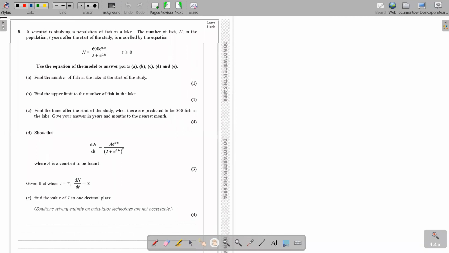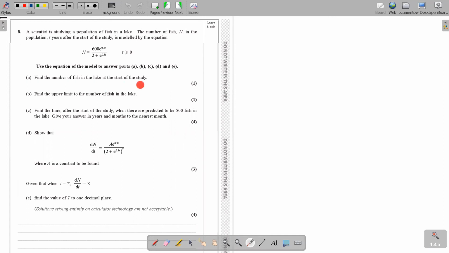Okay, so moving on to question number 8. A scientist is studying a population of fish in a lake. The number of fish, capital N, in the population t years after the start of the study is modeled by the equation N equals 600 e to the power 0.3t divided by 2 plus e to the power 0.3t. Use the equation of the model to answer parts A, B, C, D, and E.